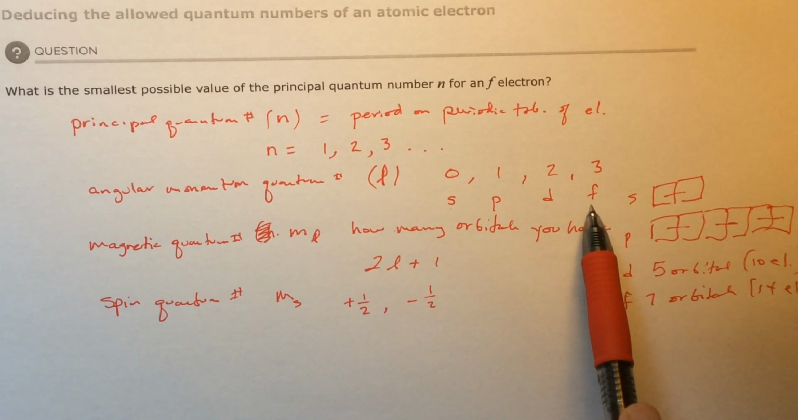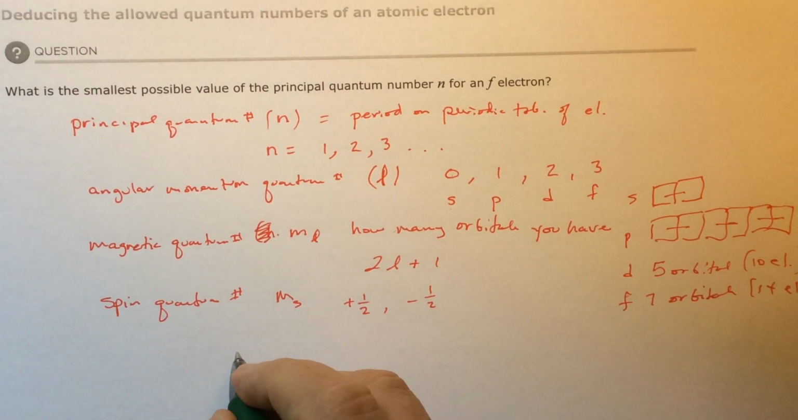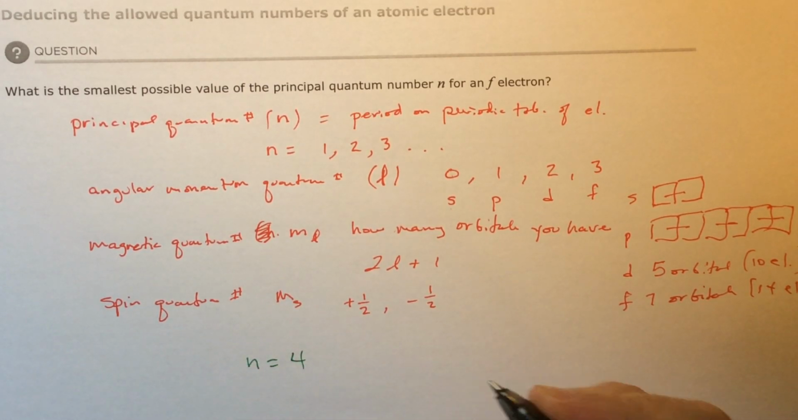That means the first time that you're going to see an F subshell is in row 4 or period 4. So that is going to be principal quantum number N equals 4.